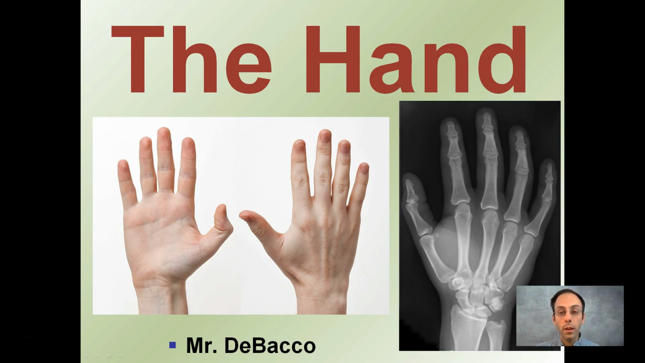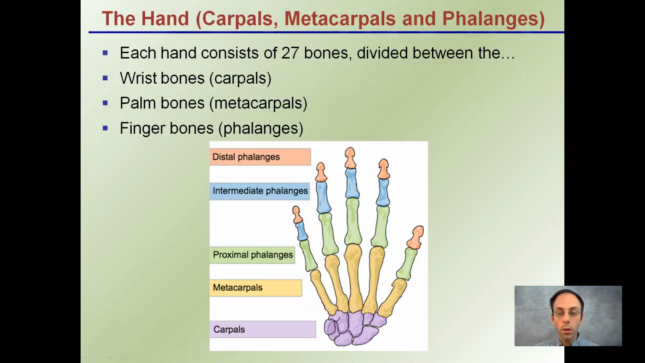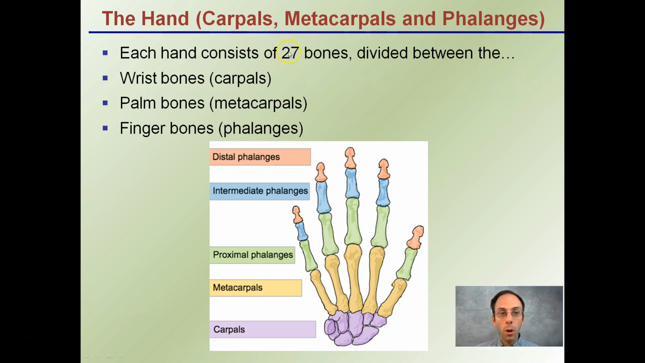Okay, here we're going to investigate the hand and some of the bones that make up the hand, what their proper terminology is, and also where they're located. Starting with, in general, we have the carpals, the metacarpals, and the phalanges. Each hand consists of 27 bones that are divided as wrist bones, which are the carpals. So again, I want to be thinking down here. Our palm bones are actually the metacarpals, and our finger bones are the phalanges.